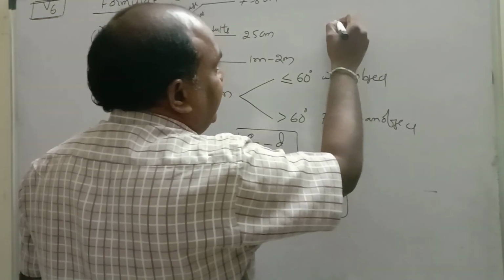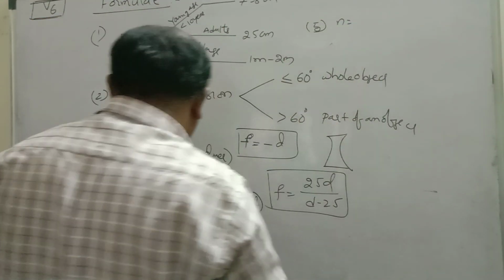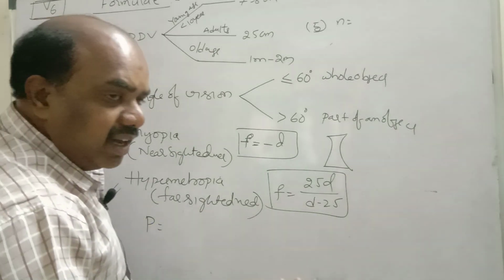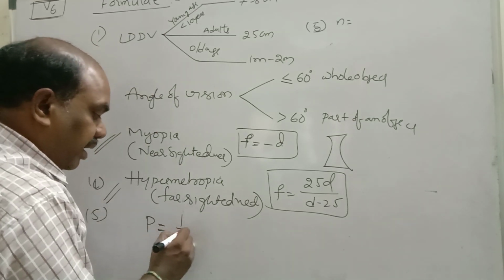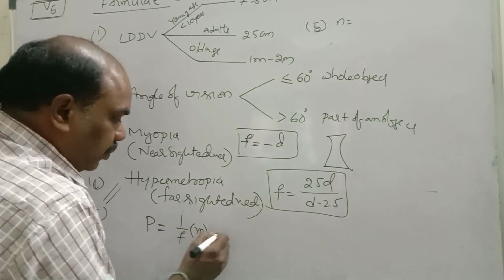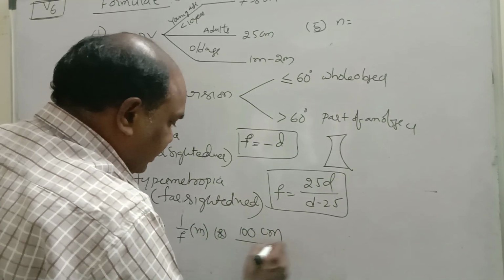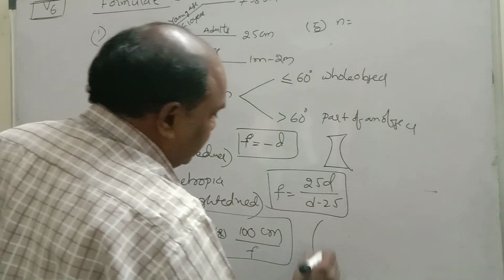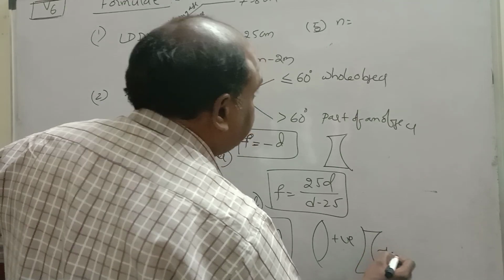One more point I forgot: power of lens. The ability of converging or diverging of a lens is called power of lens. Power of lens is equal to 1 by focal length in meter, or if the focal length is given in centimeter, 100 by focal length in centimeter. Most important, convex lens power is positive, concave lens power is negative.